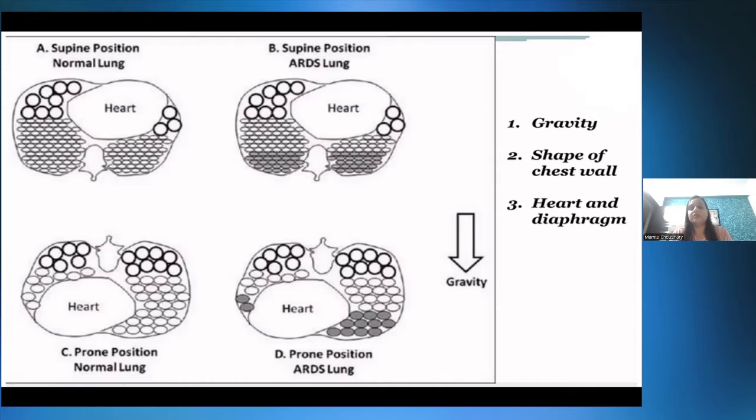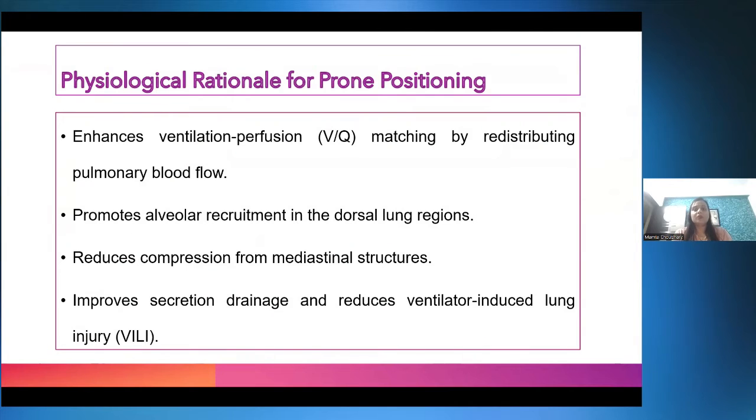And also because of gravity, the fluid will settle in the ventral portion of the lungs. In that case, more space in the dorsal or the posterior portion of the lungs will be available for perfusion. That's why it increases the oxygen level within the body if being used in case of ARDS. So what could be the physiological rationale of using the prone position to improve the oxygenation status of the patient?